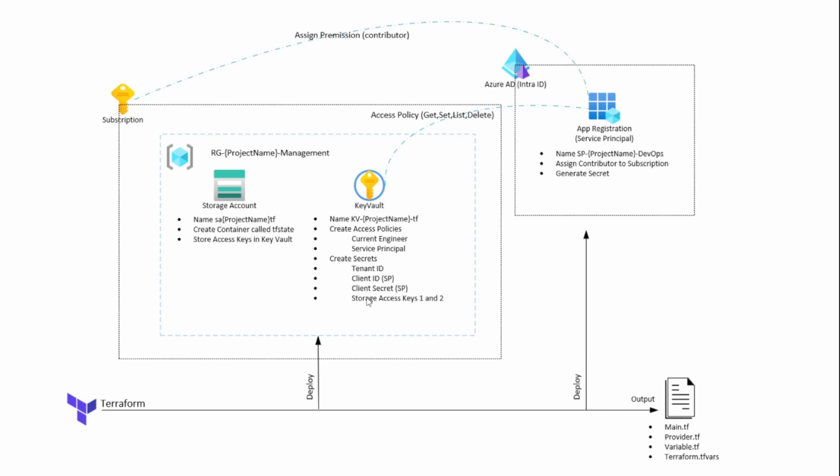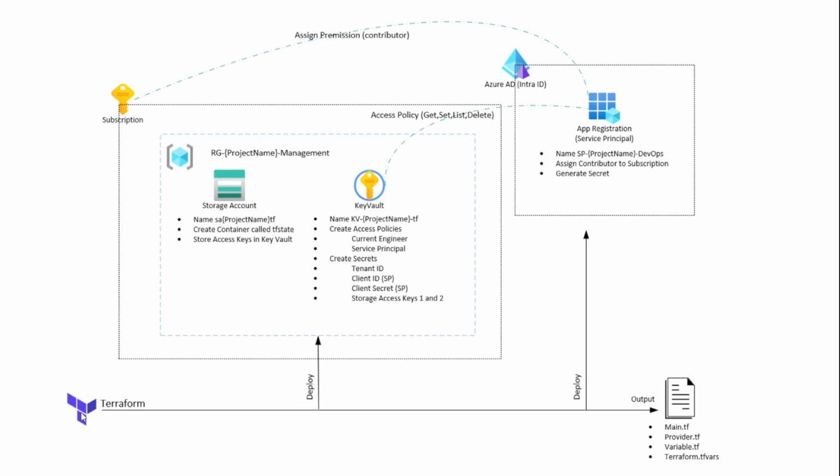And then we're going to store these secrets in the Key Vault, which is obviously the storage account keys for the storage account, the client ID and client secret for the service principal, and the tenant ID for our Azure AD tenant. So we're going to create an access permission, contributor rights, for that service principal to the subscription so that Terraform can use that account to provision resources into our sub. We're going to generate a secret, so basically a username and password for that service principal.